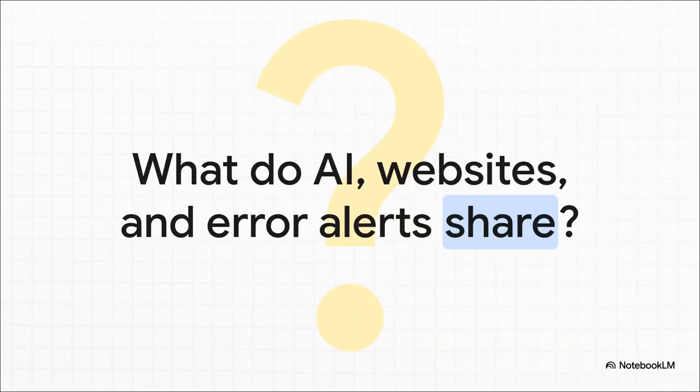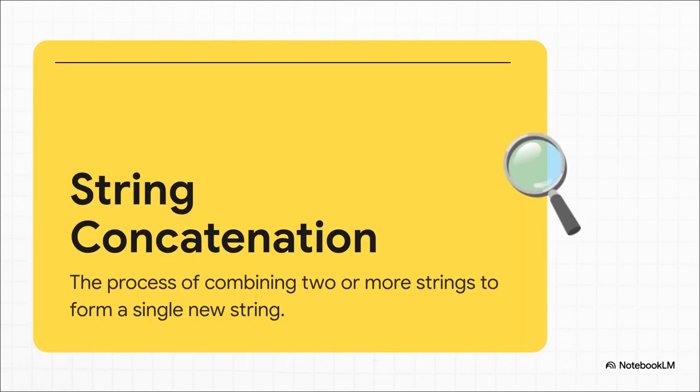All right, to get us started, here's a little question for you. Think about some of the most advanced stuff out there today. Generative AI that writes articles, websites that build personalized pages for you, or even just the simple error alerts that pop up on your screen. What do they all share at their core? And the answer, believe it or not, is string concatenation. Yep. Under the hood, all of these complex systems are constantly, and I mean constantly, building new strings by stitching together smaller pieces of text. It's this simple idea of joining strings together, and it is absolutely everywhere.